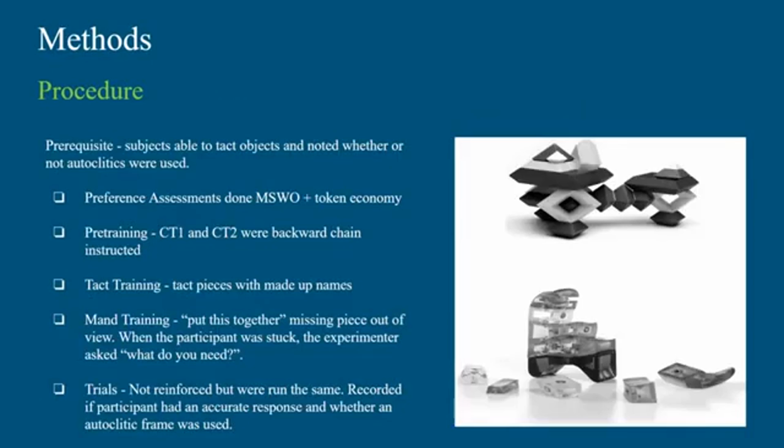For the procedure, a prerequisite before doing any of this was to ensure that the participants could mand and tact items in their environment. 2 of these used autoclitics and 2 of them did not. Preference assessment was done and a token-based economy was used. Then there was pre-training, in which they did the backward chaining to do the 2 construction tasks. Then they did tact training, where they were taught to tact each piece with its made-up name.